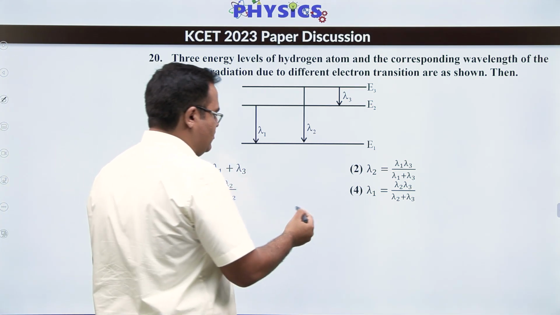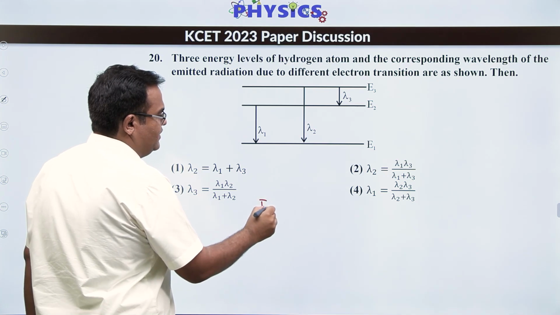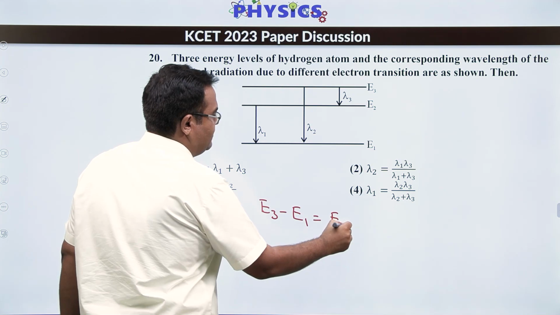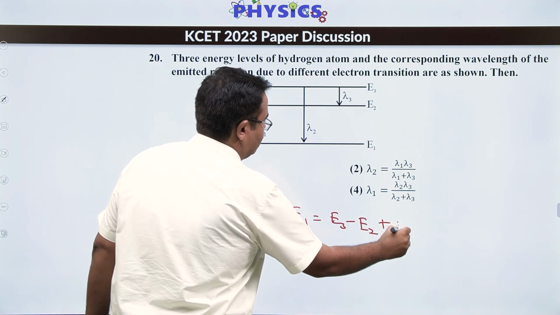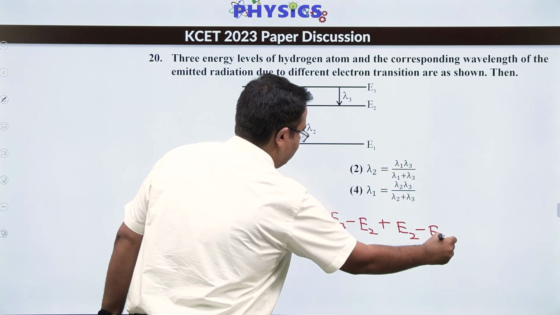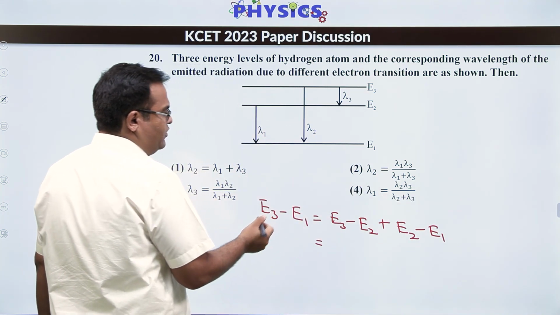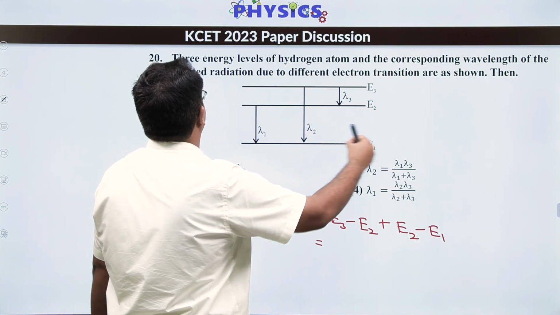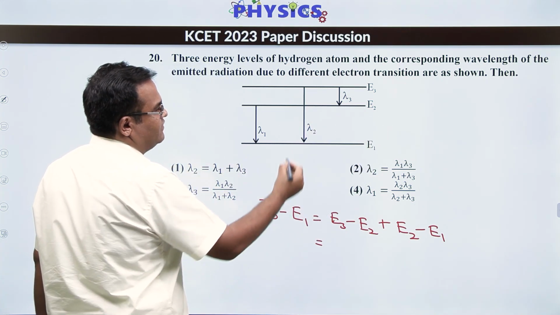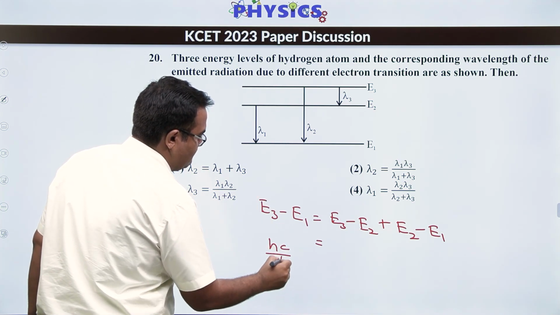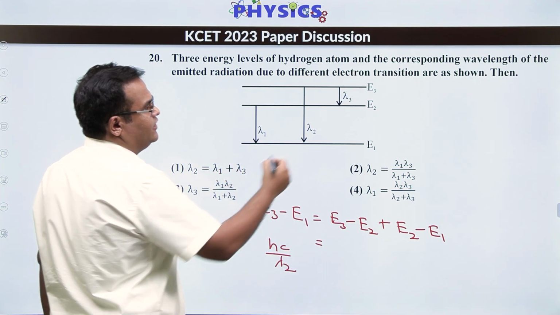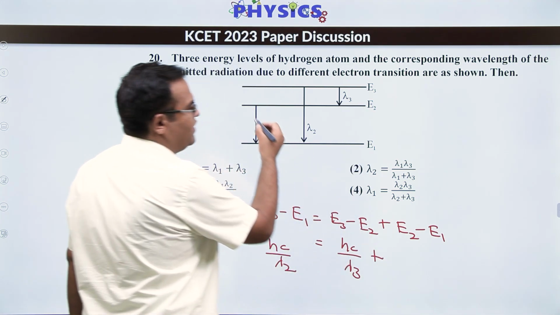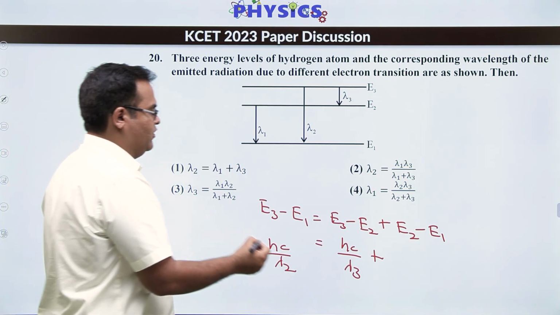Now what we all know is that E3 minus E1 will be equal to E3 minus E2 plus E2 minus E1, right? Now E3 minus E1 should be equal to the energy of the photon which is emitted. So E3 minus E1 will become hc by lambda 2. E3 minus E2 will become hc by lambda 3 and E2 minus E1 will become hc by lambda 1.